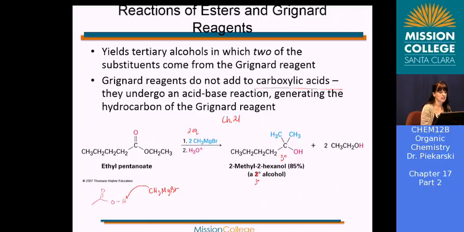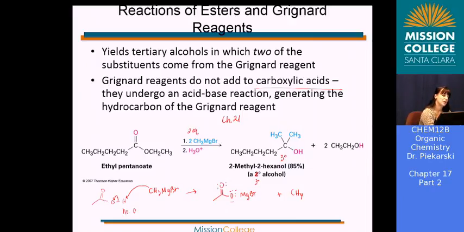So instead of reacting with the carbonyl carbon, it's just going to pull off the acidic proton, push those electrons onto here, and you're going to make your salt plus methane, which is not exciting, right? Very similar to what we saw in chapter 10 when we did a Grignard back then. So not a useful reaction, and this is the reason why you can't react with water.